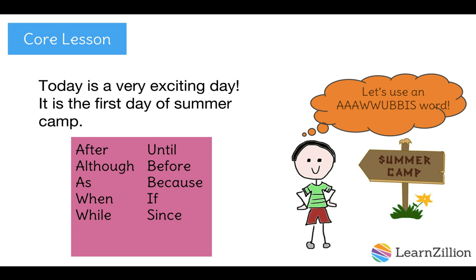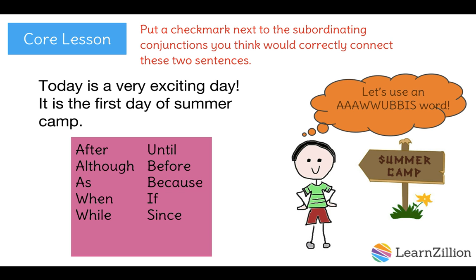Can you help me? Look at the list on your practice page and put a check mark next to the words you think would connect these two sentences. Pause the video while you choose your words. Press play when you are done. Did you find them? I found as and because, which are both conjunctions that can be used to show a reason why something is the way it is.